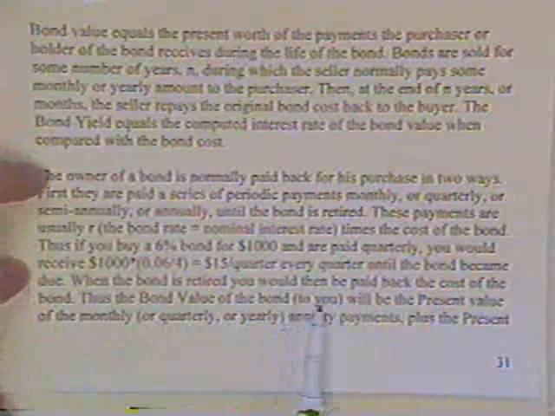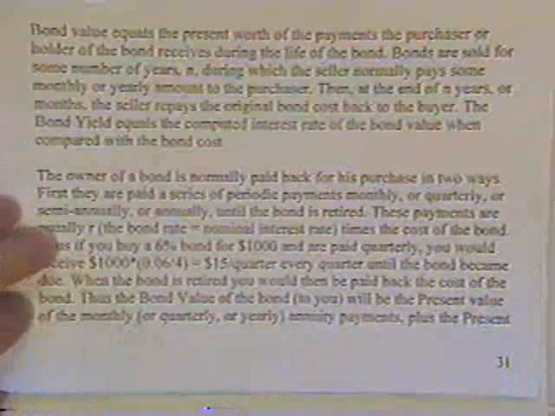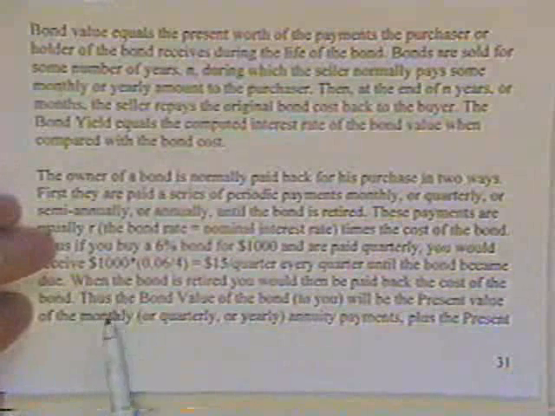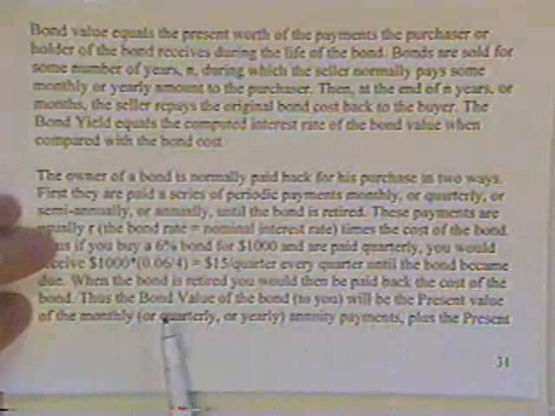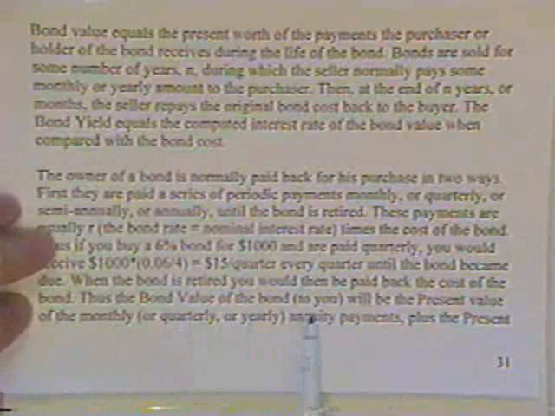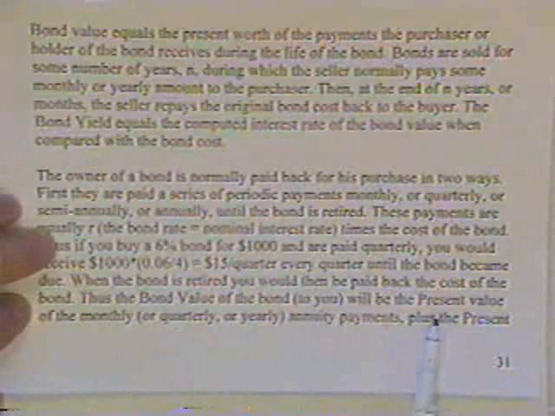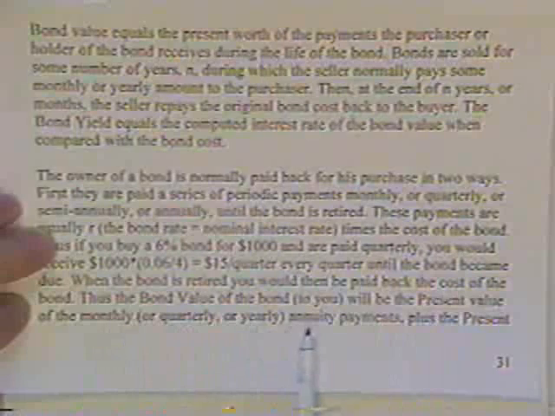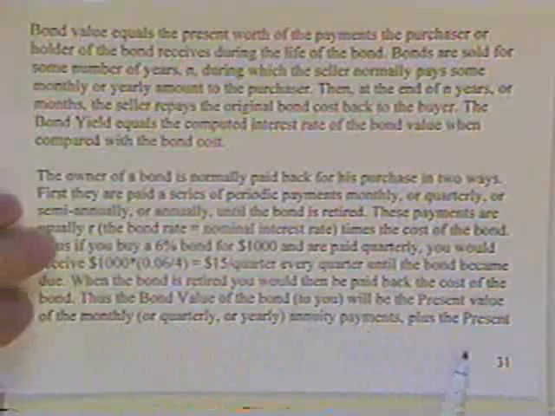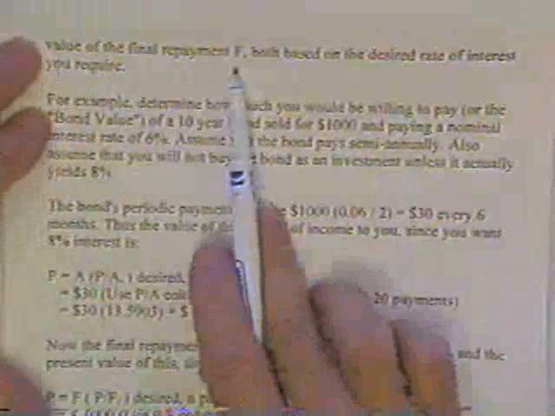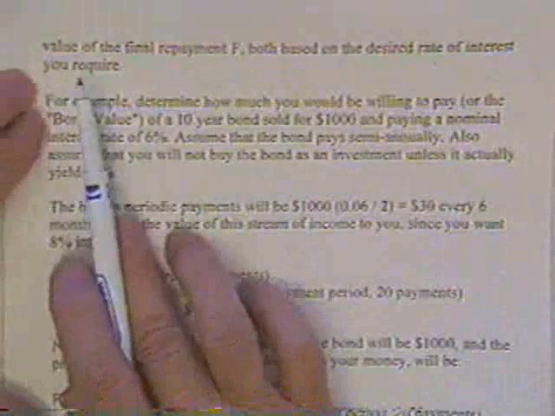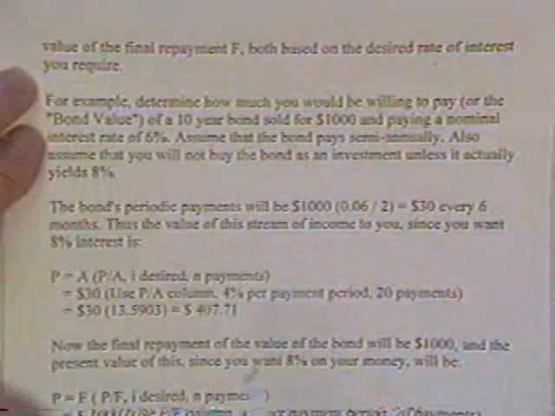Then when the bond is retired, he gives you back the money you gave him in the first place, and your gain, of course, is the interest that you earned on it during the life of the bond. Now, the bond's value, at least to you, would be the present value of the monthly or quarterly or annual annuity payments plus the present value of getting your money back in the future, F. Both of these would be based on the rate of interest that you require.